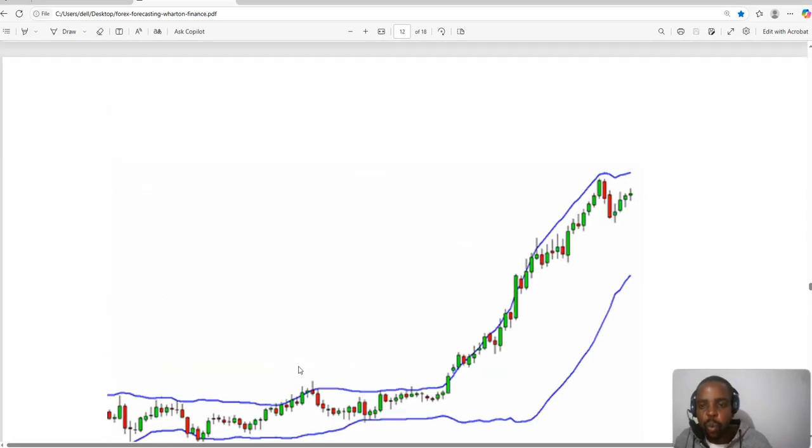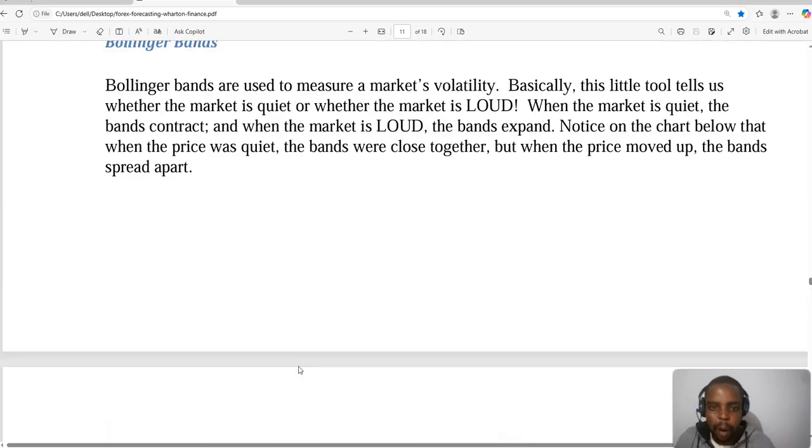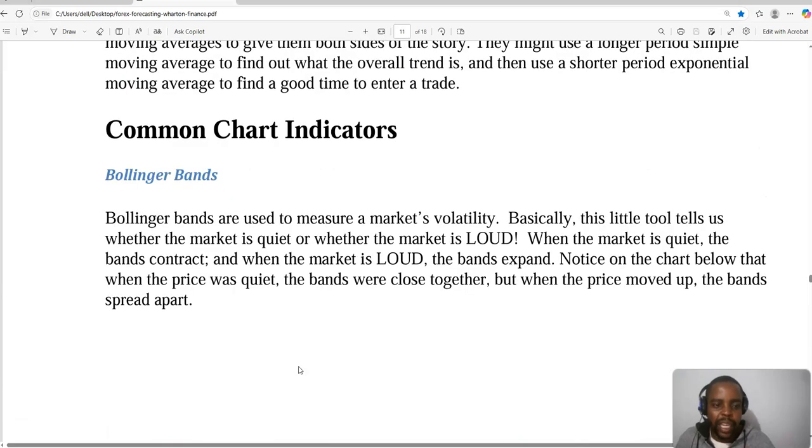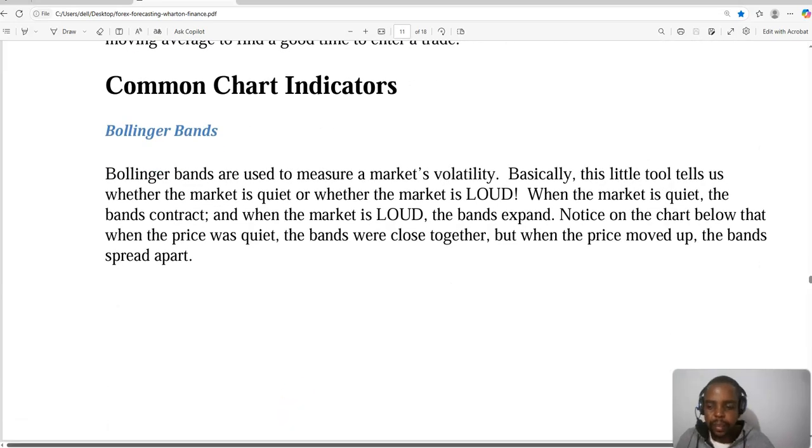I hope you understood what Bollinger Bands are, a very powerful indicator to use, especially for beginners. Thank you.